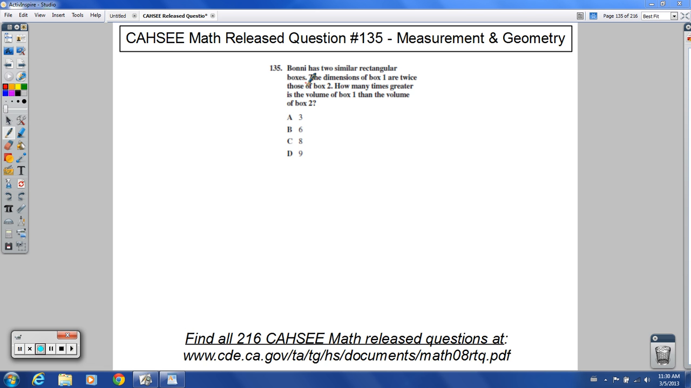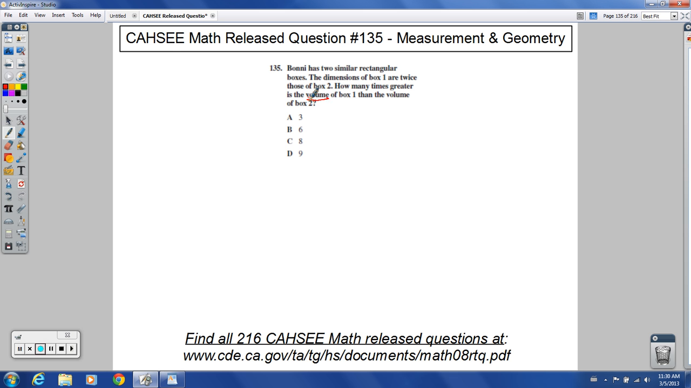Welcome to release question 135 for CAHSEE Math. It says Bonnie has two similar rectangular boxes. The dimensions of one box are twice those of box 2. How many times greater is the volume of box 1 than the volume of box 2? So how many times greater is the volume?